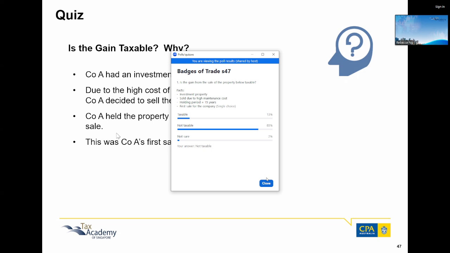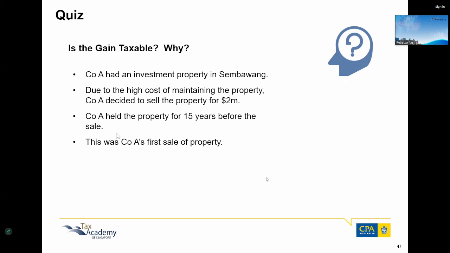Okay, so the company has an investment property in Sembawang. Due to the high cost of maintaining the property, the company decided to sell the property for $2 million. It had held the property for 15 years before the sale, and this is the first sale of the property. So to determine whether this gain of property investment is actually trade or capital in nature, we will look at the badges of trade, right? So capital is non-taxable, while if it is a trade, then it will be taxable. So let's use the badges of trade in this case.